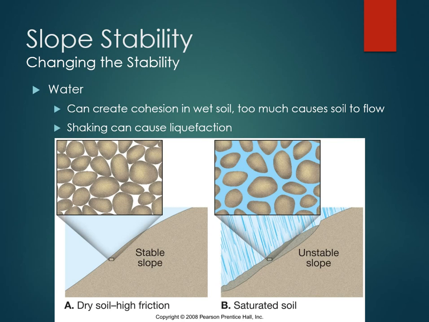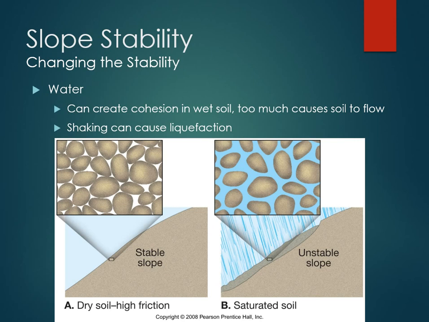The other thing it does is a little bit of water creates cohesion. If you think about it, if you got to make a sand castle, you got to get your sand a little bit wet. But if you put too much water in there, your sand flows. And so there's a really delicate balance of just enough water to keep things in place versus too much to get them moving. If you've got wet sediment and it gets shaken, like an earthquake, that can cause liquefaction.